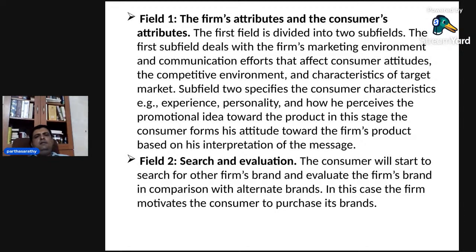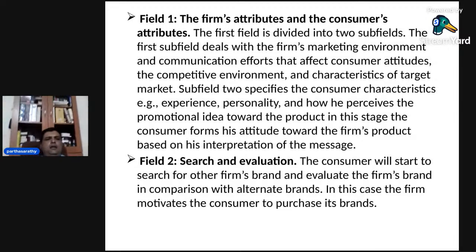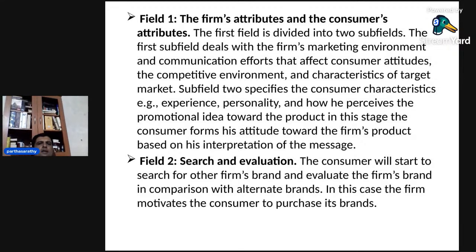Here the first field is divided into two subfields. The first subfield deals with the firm's marketing environment and communication efforts that affect customers' attitude. The first subfield deals with the firm's marketing environment. So in what environment, or what environmental factors, are kept into consideration before doing this advertising campaigning and communication efforts that affect customers' attitude.